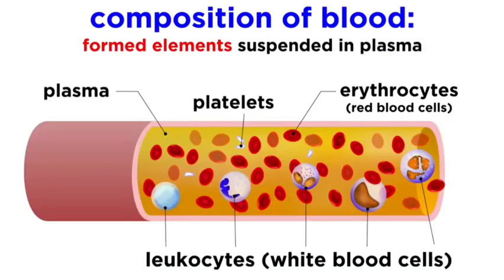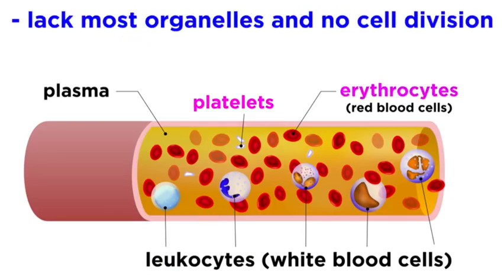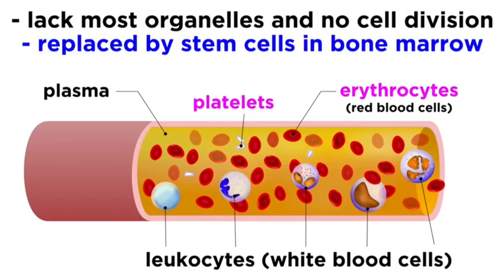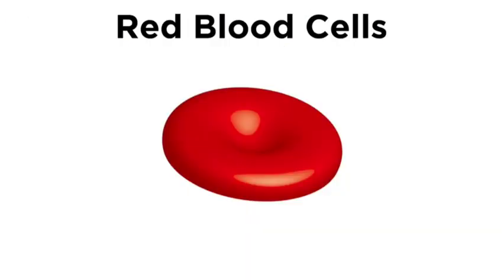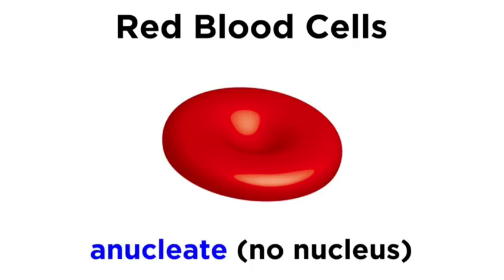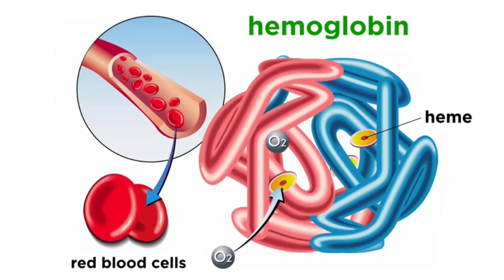Moving to the formed elements, these are erythrocytes, or red blood cells, leukocytes, or white blood cells, and platelets. Red blood cells and platelets are interesting in that they don't possess all the typical organelles and they don't divide. They are replaced by stem cells in the bone marrow. Red blood cells are very numerous in the bloodstream, and they are shaped like flattened discs with depressed centers. There is no nucleus, not much of anything inside other than lots of hemoglobin.